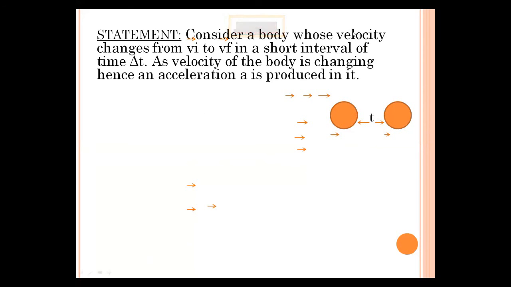Let's suppose we consider a body whose velocity changes from vi to vf in a short interval of time delta t. As the velocity of the body is changing, hence an acceleration a is produced in it. Let's suppose it is a body. This body is going to change its position from this point to that point. At this position it has the initial velocity, and this is the final velocity. That's why it changes its position.